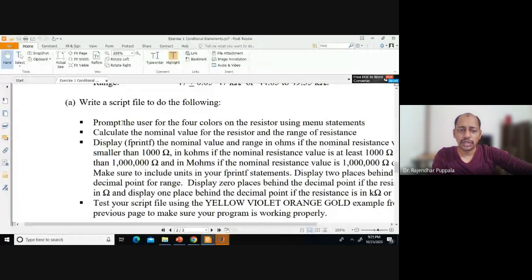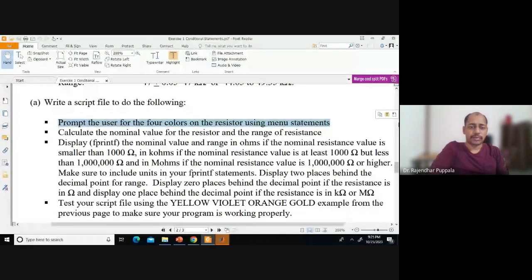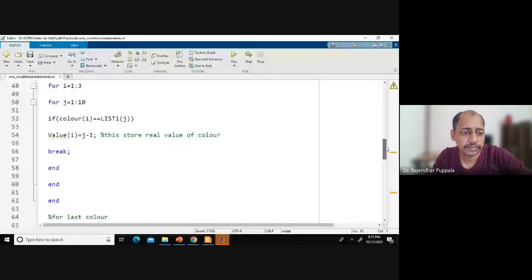Prompt the user for the 4 colors on the resistor using the menu statements. Prompt the user for the colors. So we have already prompted here. This is a prompting of colors. Okay, it's done. And calculate the nominal value for the resistor and the range of the resistance. It is also calculated here. Calculate the nominal value and the range, R minimum and R maximum.